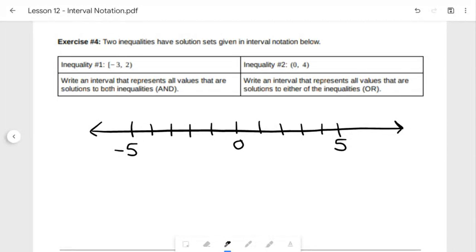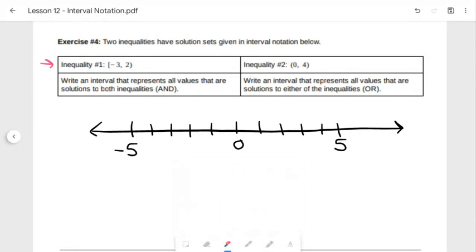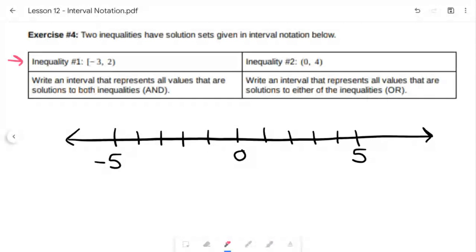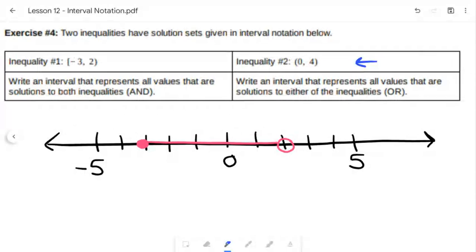So here's my number line, right? Inequality number 1. That's -3, the closed circle, and it goes to 2, but that's an open circle. So that's my first inequality. That's 1. I also have 2 here, but it's an open circle at 0, and it goes to an open circle at 4. So here are my 2 inequalities on the same number line.